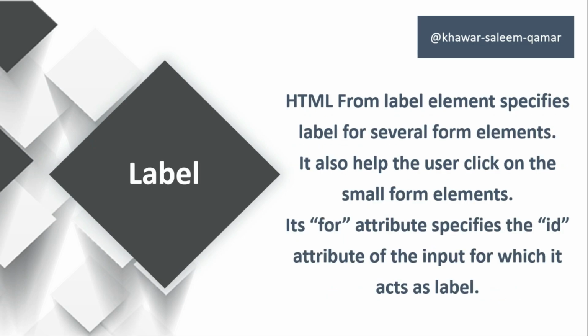So this is the label element. This label element is used to specify the label for another element, whereas this label element contains an attribute for, which contains the ID of another form element which contains the same ID specified in this for attribute. Let us see in our editor.